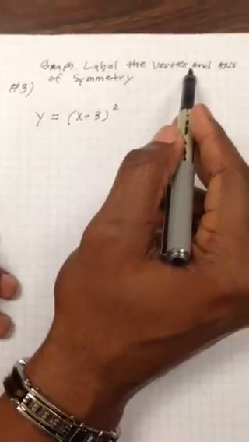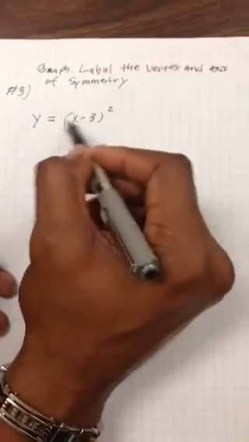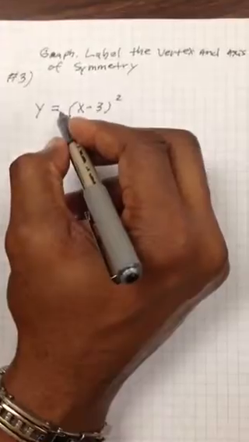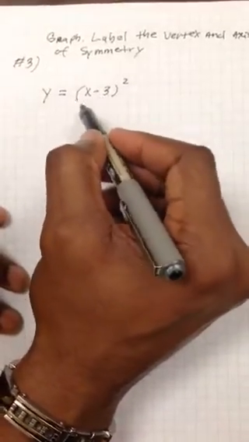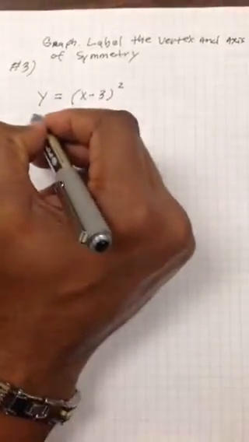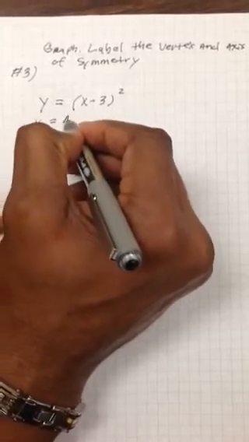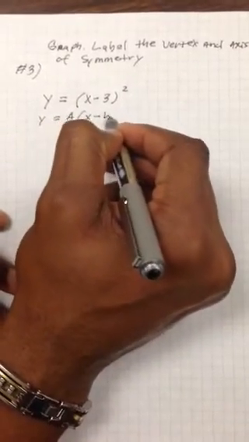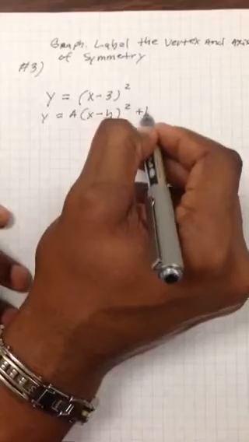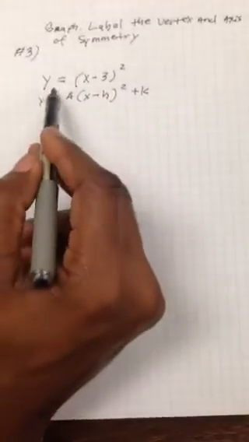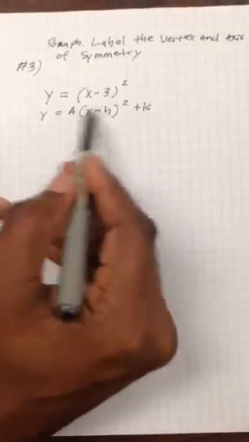Vertex and axis of symmetry. Okay, this quadratic equation is in vertex form already, and the vertex form is y equals a times (x minus h) squared plus k. Now, your first thing to do is label your constants.